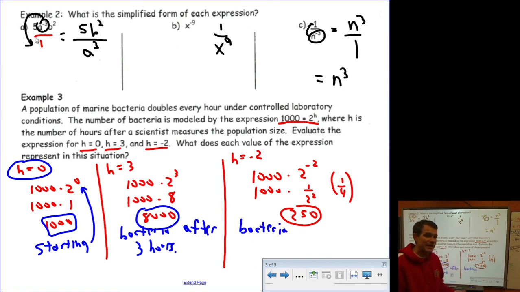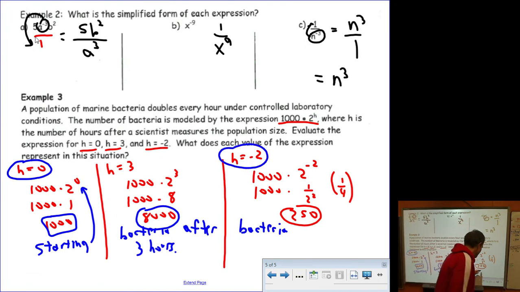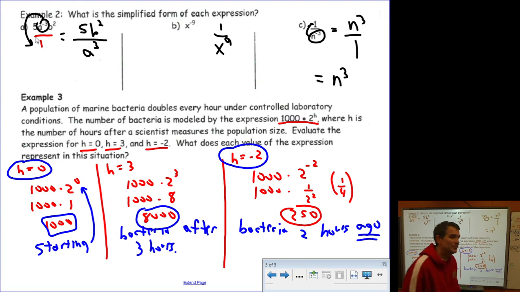Now, what does the negative exponent mean? The negative exponent means 2 hours ago. Bacteria 2 hours ago. So in the past, and see how it makes sense that 2 hours ago I'd have 250, and then an hour after that I'd have 500, and then an hour after that I have my starting amount, 1,000. It really does kind of make sense.